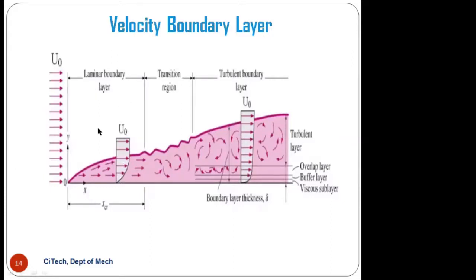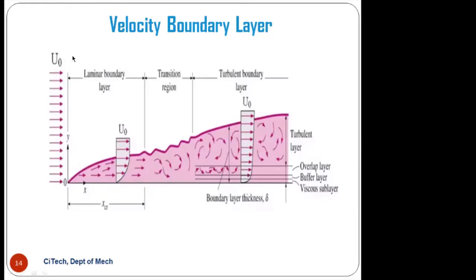Above the velocity boundary layer, there is no velocity gradient. The velocity will be constant because it has already approached the maximum velocity, which is equal to the mainstream velocity of the fluid. So this is called the velocity boundary layer here.